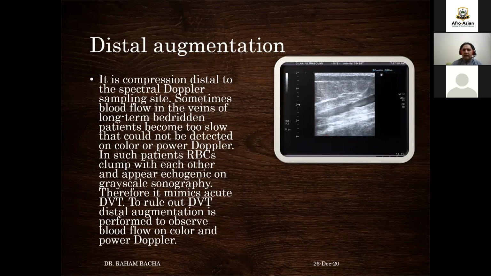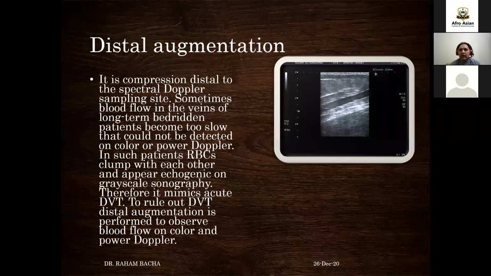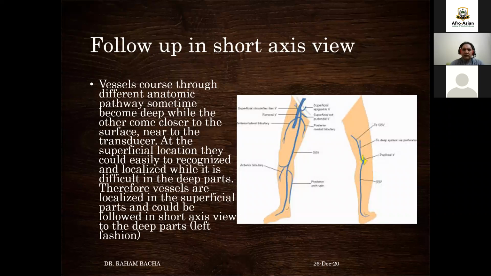And by that distal augmentation, we'll be able to differentiate between a clot and a normal vessel. Just for example, if we augment the vein, then with that augmentation there will be a surge of blood flow returning towards the heart. Okay. Then follow the vessel in short axis view.